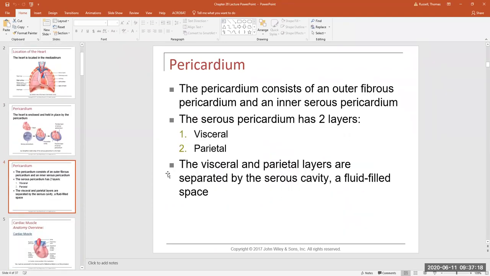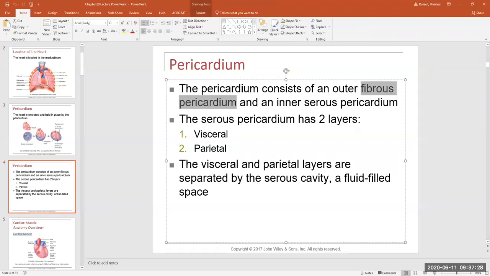And there are two basic main layers to the pericardium. One of the layers, the outermost layer, is called the fibrous pericardium, right here. It's made up of basically non-elastic collagen fibers, and it's tough, it doesn't stretch, and it anchors the heart in place. It also prevents the heart from overstretching. So it's anchored from just deep to the sternum, from the posterior part of the sternum all the way to the anterior part of the vertebral column.